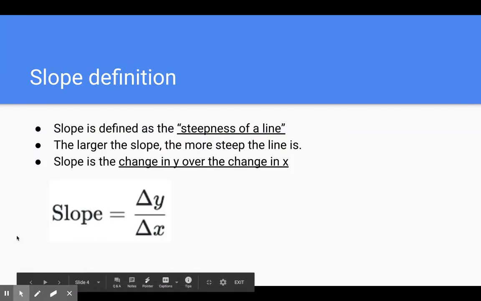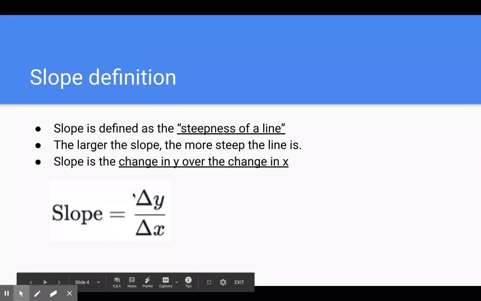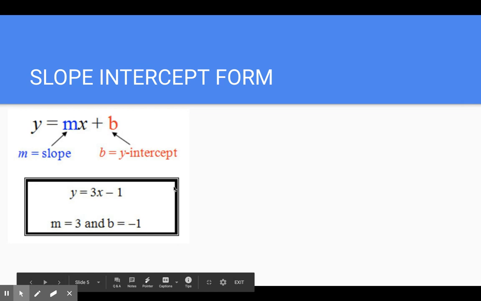The actual definition of slope is the steepness of a line. The bigger the slope, or the larger the number that the slope is, the more steep the line is going to be. Therefore, if you see that a slope is a fraction, it's going to be less steep than the slope of a whole number. And slope, like I said, is the change in y over the change in x. So that's a different way that you can write slope.